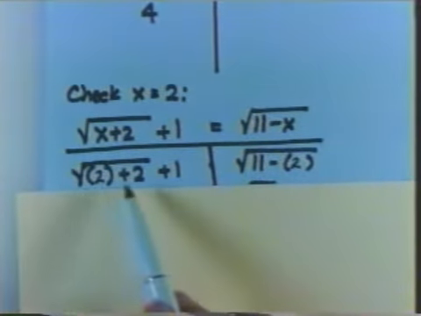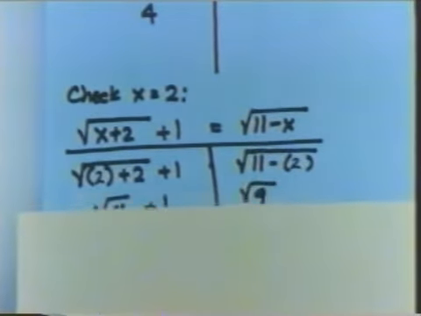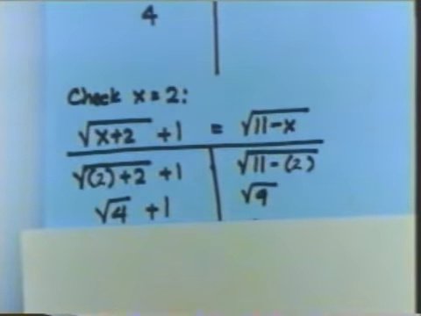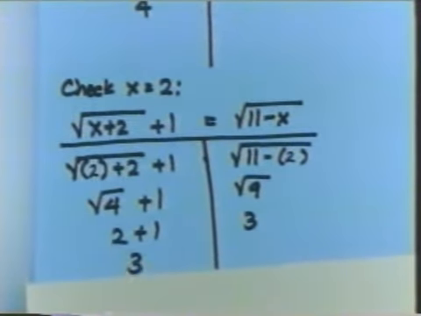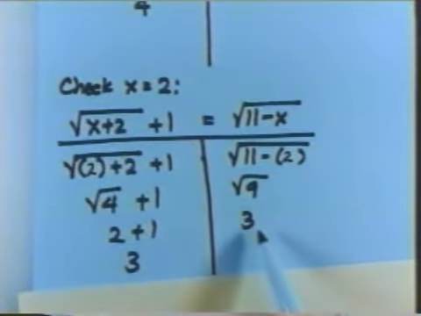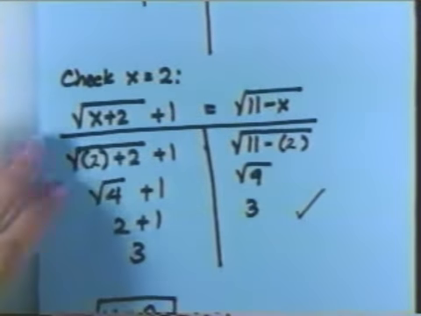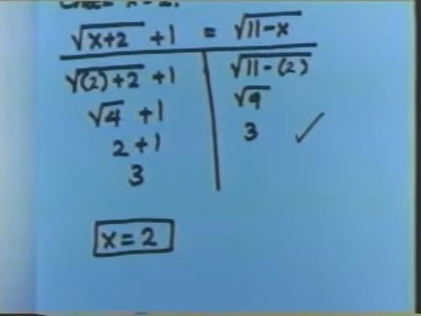On the left we have 4 under the radical. On the right we have 9 under the radical. On the left we have the square root of 4 plus 1, which is 2 plus 1, which makes 3. On the right the square root of 9 is 3. This one checks just fine. This means that our answer is x equals 2.